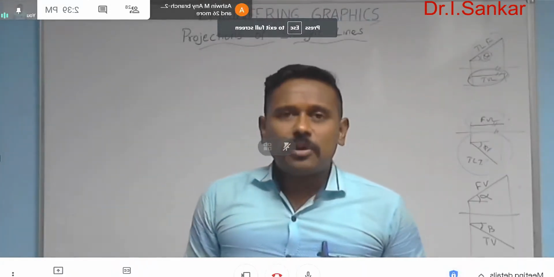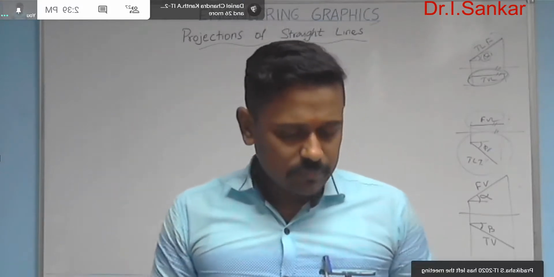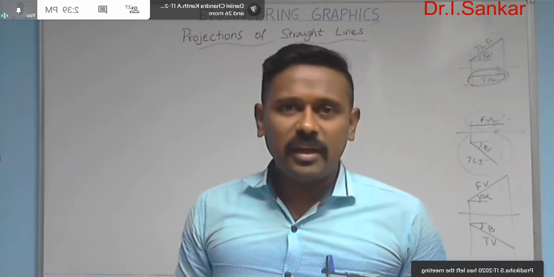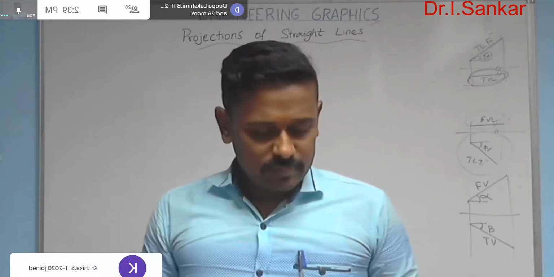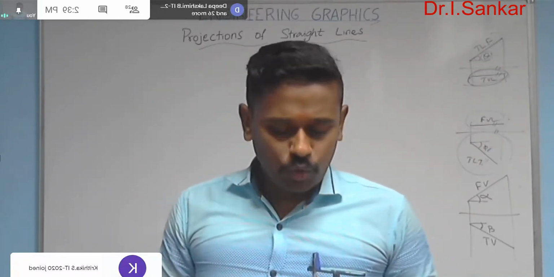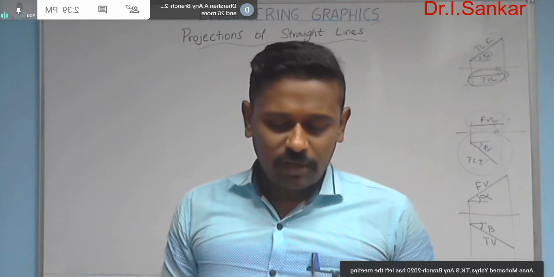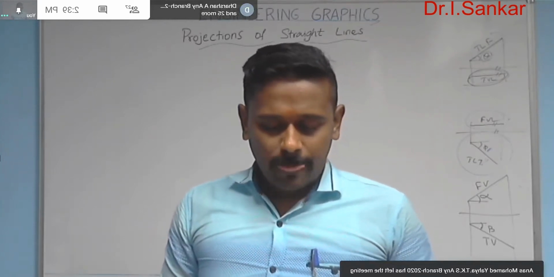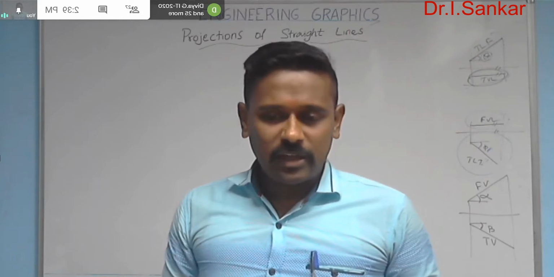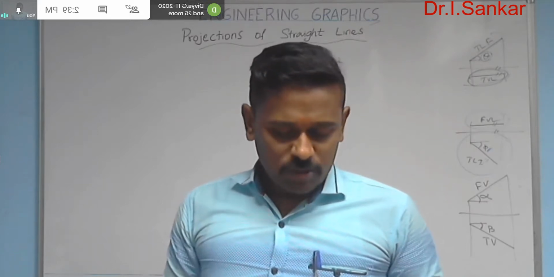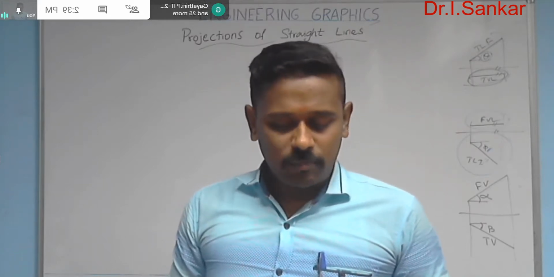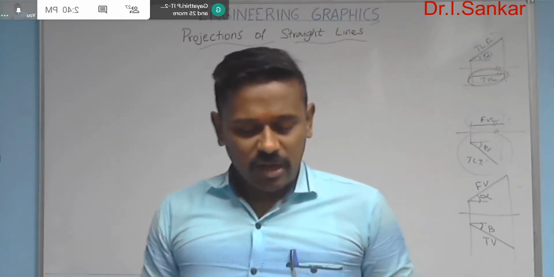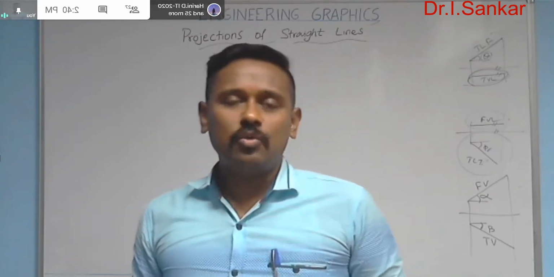Let me read the problem. A straight line AB is 80 mm long. It is inclined 30° to HP. The front view is 56 mm long. End A is 20 mm above HP and 10 mm in front of VP. Draw the projections and find the inclination to VP.